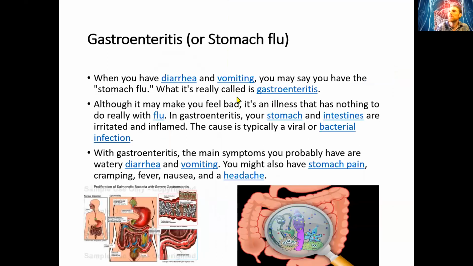Then the next illness is gastroenteritis, or also called stomach flu, which is a little bit confusing because, in fact, it's not stomach flu because it's more happening in the small intestine. And this is something that you all had several times in your life. It is caused by bacteria or by virus or by parasites, amoeba or other parasites. Basically, it's an infection inside your small intestine. This typically causes diarrhea, vomiting, a lot of pain, cramps, even headache.